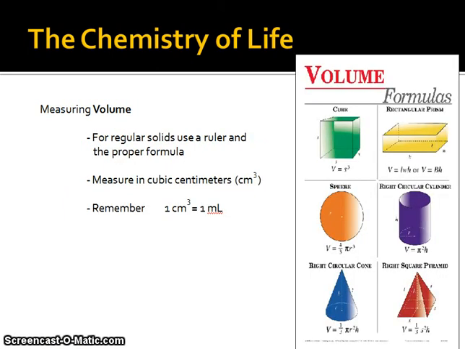For measuring the volume of regular solids, you're going to use a ruler and the proper formula. For example, a cube, it's going to be the length times the width times the height, or a rectangular prism, same thing. Measure in cubic centimeters. That's what you'll end up with when you do these calculations, cubic centimeters. And also remember that a cubic centimeter and a milliliter are actually the same volume.